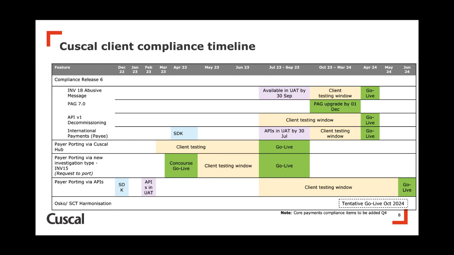For the INV 18 abusive messages, the dispute screens will be available by 30th of September. Post that, we can book in the client testing window to do the testing, which is the same way we've rolled out the earlier compliances. From an identified institute perspective, the go live date is April 24. Our solution as a participant needs to go in December. During December, there's also a PAG upgrade, which is more internal to Cuscal. We will be upgrading the PAG by December 1st.